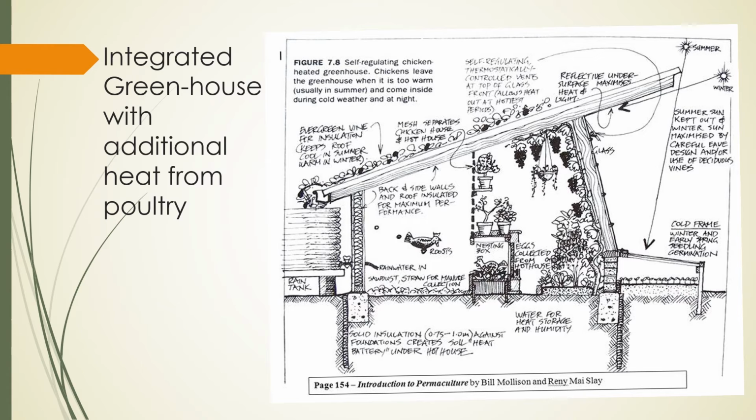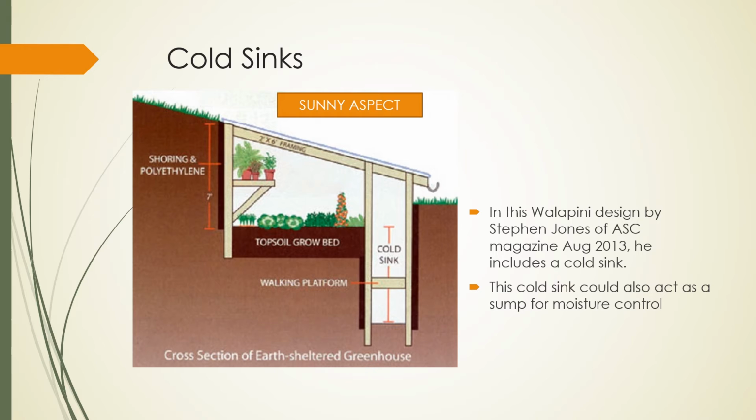So I have a friend who has 2 chicken houses, which helps manage the pests and disease. He has a summer house and a winter house. I think this could be a good idea for the winter house. As you know, cold air sinks, and cold air in the Wallapini needs to go somewhere. In this particular design by Stephen Jones, you can have a cold sink, which is actually a trough where the cold air can pool and maybe even sink away from the structure.